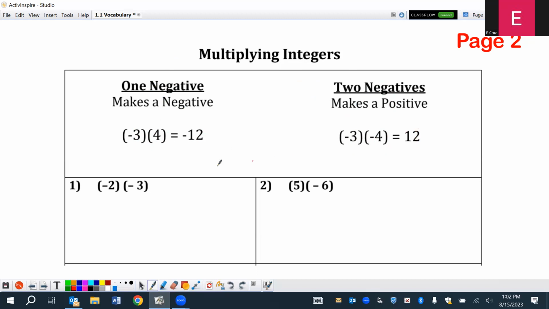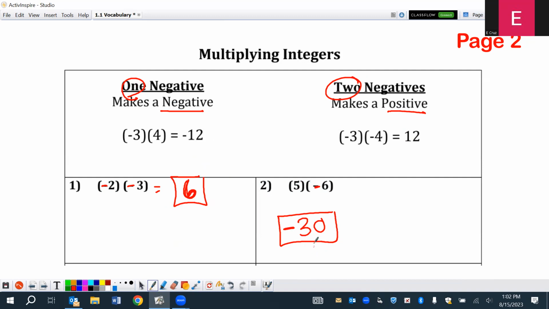So applying that rule, I can just look at my numbers, just worry about multiplying my numbers. 2 times 3 is 6. Now I have to know if it's positive or negative. So a negative and a negative, 2 negatives makes a positive. So it's a +6. For number 2, 5 times 6 is 30. I multiply. And then there's only 1 negative, and we know 1 negative makes a negative. So my answer should be -30.